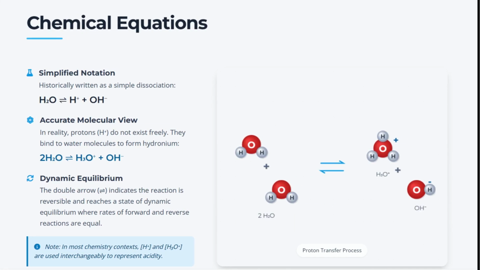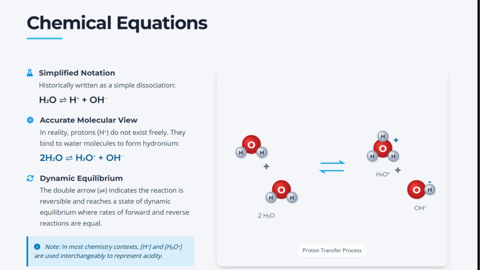This slide is all about chemical equations. First, we have the simplified notation. Historically, this was written as a simple dissociation, hydrogen oxide in equilibrium with H and OH. But the accurate molecular view is even more interesting. In reality, protons or H do not exist freely in water. They instantly bind to another water molecule to form what's called a hydronium ion. So the accurate equation is two hydrogen oxide molecules in equilibrium with hydrogen oxide, hydronium, and OH, hydroxide.